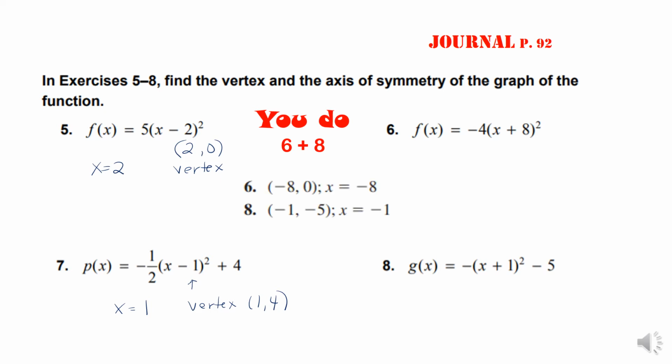Okay, so look at this one. This is a plus, which means negative 8 is my axis of symmetry, and my vertex is (negative 8, 0), because again we have nothing here, so it's 0. Over here we have a positive 1, so negative 1 is my axis of symmetry, and my vertex is going to be (negative 1, negative 5). So hopefully you got those right. Go back and practice if you didn't.